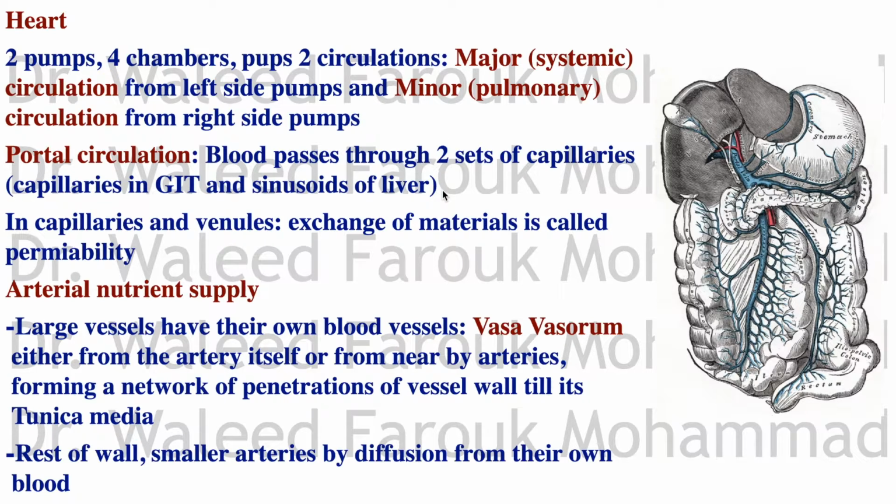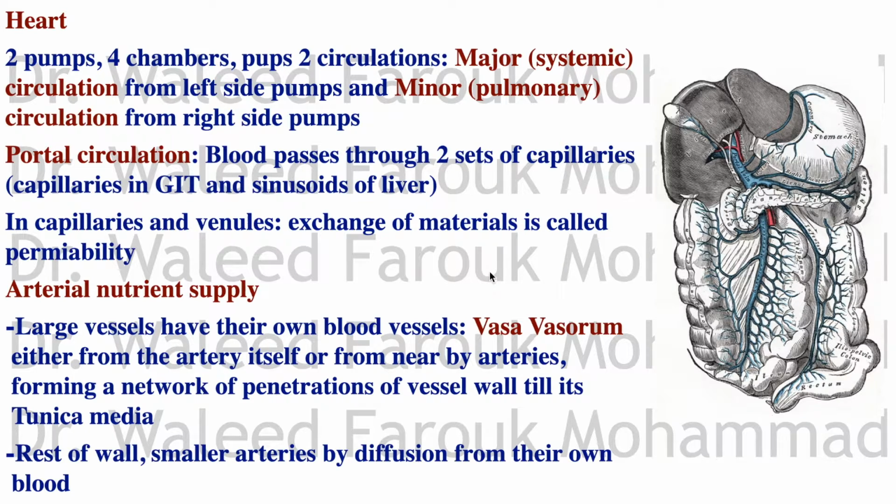There are other circulations, of a special type. For example, the portal circulation. It's called portal because it's a connection between 2 capillary beds, like, for example, how the portal vein works. It's the connection between the capillary bed in the intestine and the GIT and the capillary bed in the liver, or the sinusoids of the liver. In capillaries and venules, exchange of materials is called permeability.